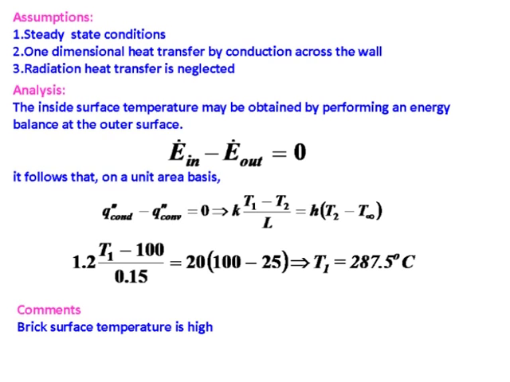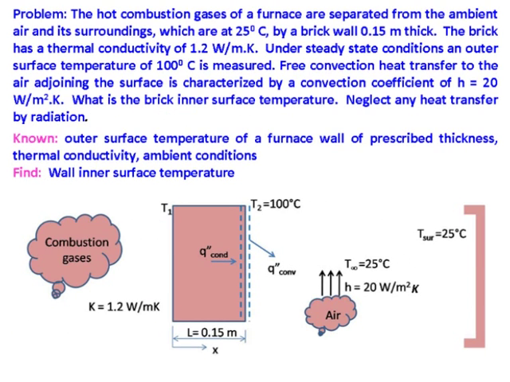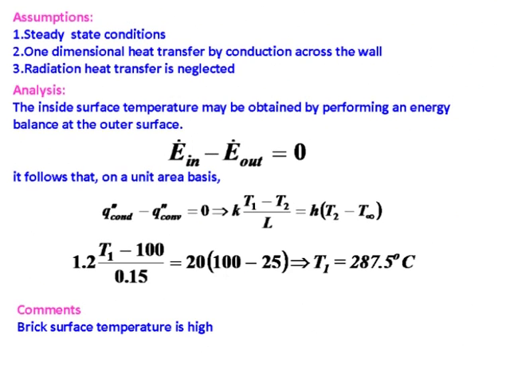Q conduction is governed by Fourier's law. So, K into T1 minus T2 upon L equals h into T2 minus T infinity. Note here, I have taken it per unit area, with double dash, Q conduction double dash equals Q convection double dash. So, I do not have to worry about that area, even if I take that area, it is going to get cancelled. In fact, in our problem, area is not given at all, so we do not need to know it, because we have taken it per unit area.